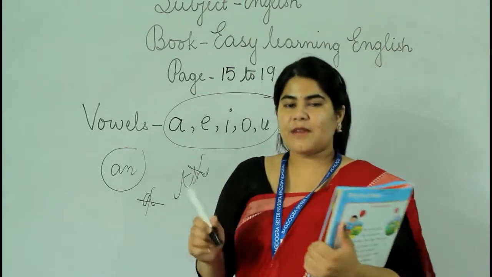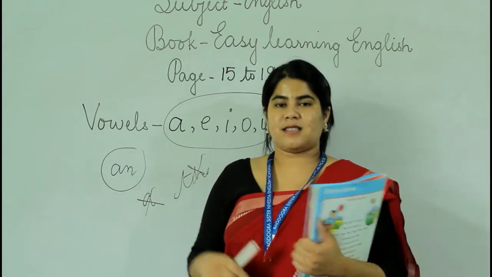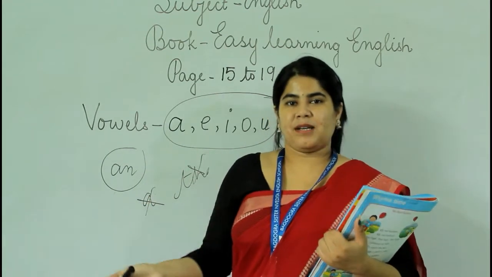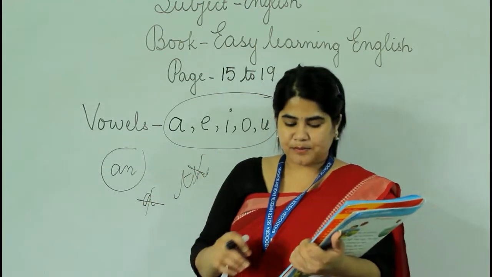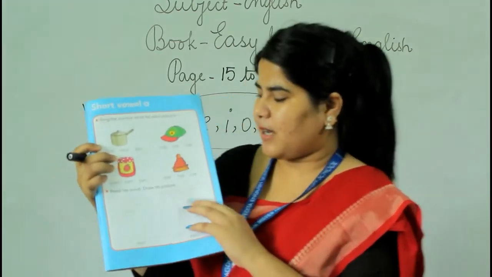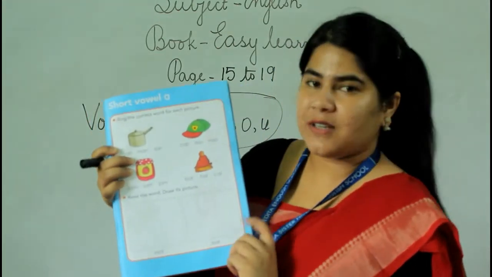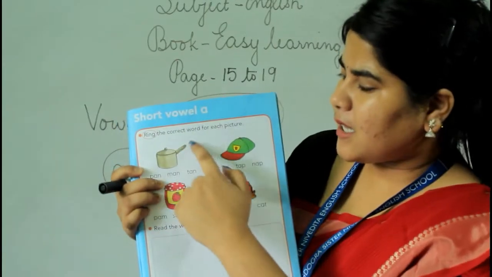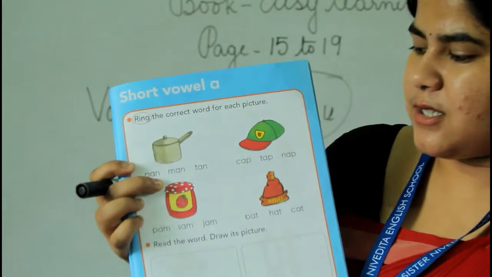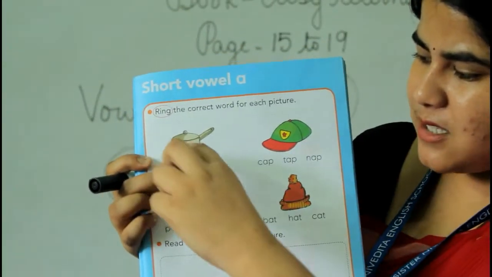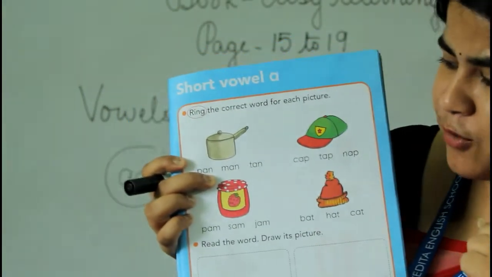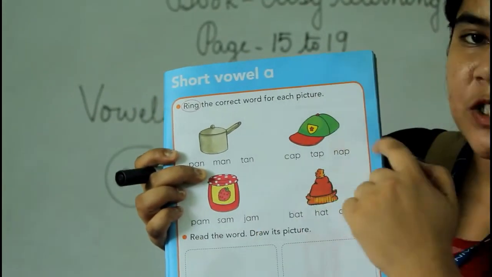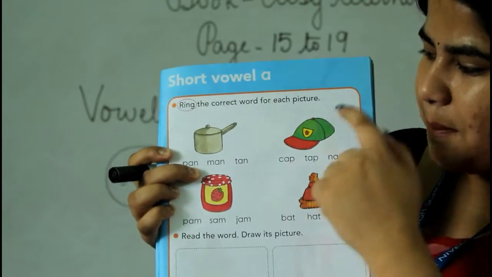Okay, so today we will be doing short vowels, that is pan, pen, pin, this type of short vowels. So have a look at your book everyone. This is page number 15, short vowel A. Now what you have to do here, ring the correct word for each picture. There are some pictures given and some words given. You have to make a circle over the word which one is correct according to the picture.